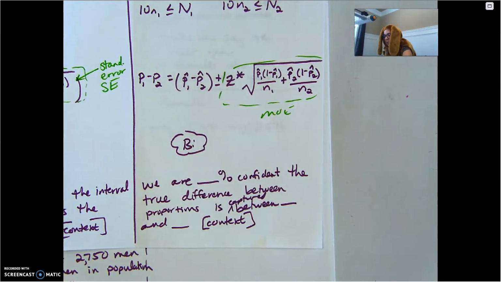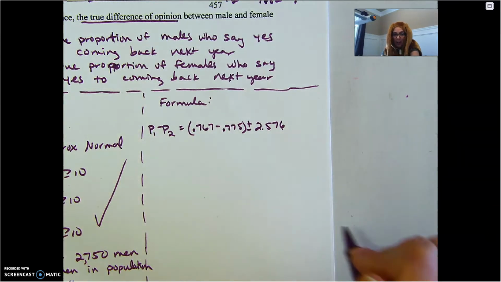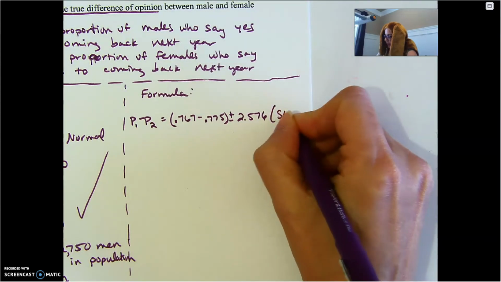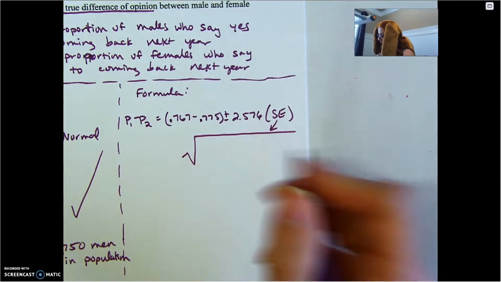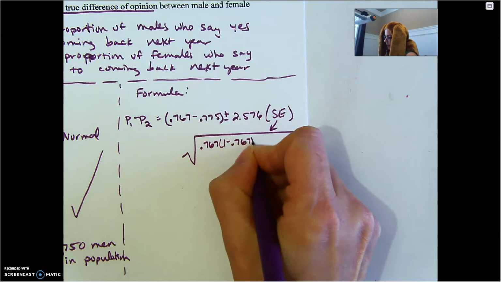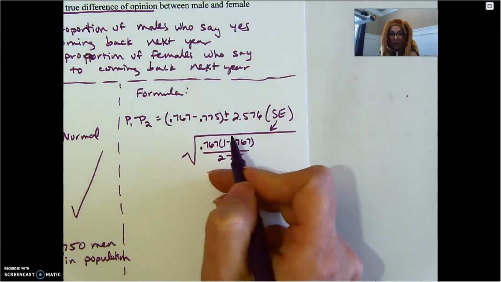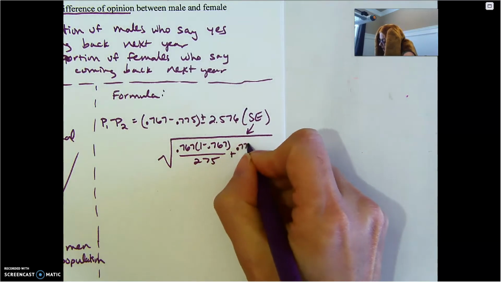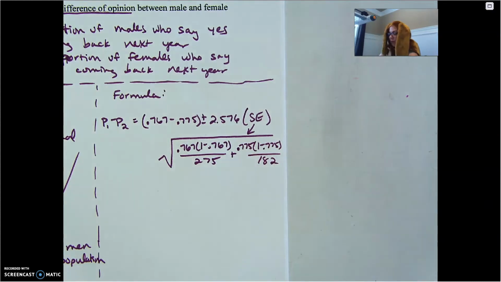So now it's time for that giant square root. Ah, the standard error. I cannot fit that right here. That's a little dangerous, so I'm going to bring it, unfortunately, right below it. I apologize. So times that standard error, and I'll draw an arrow. All right, so my standard error: we do 0.767 times 1 minus 0.767 all over 275. So that's for males, the proportion of males. Then we've got to do the females. Females was 0.775 times 1 minus 0.775 all over 182 females.